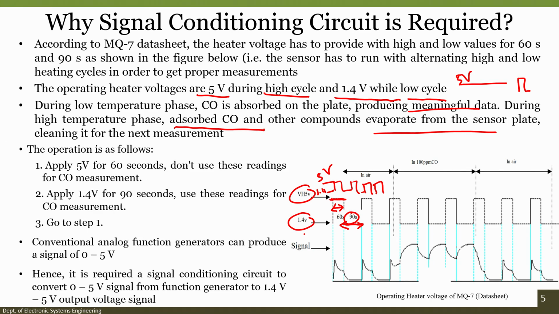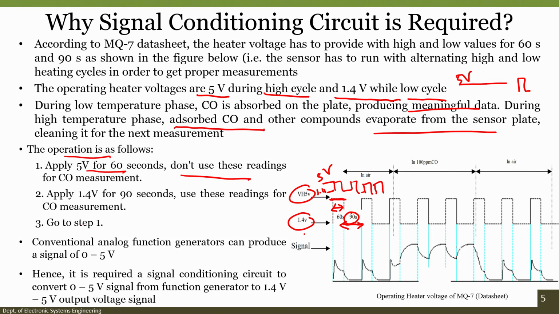Hence, the operation states in the data sheet say that when you apply 5 volts for 60 seconds, do not use these readings for CO measurement. When it is at a higher voltage, it means a higher temperature, for around 60 seconds. These are junk readings which are not to be taken, because that is when the evaporation of compounds like CO and other adsorbed materials is happening. That is the junk data which we don't want.